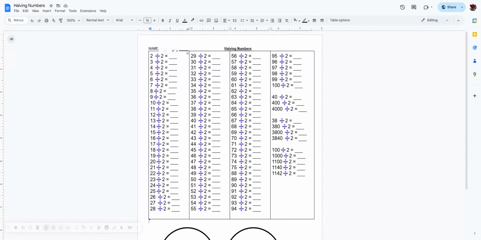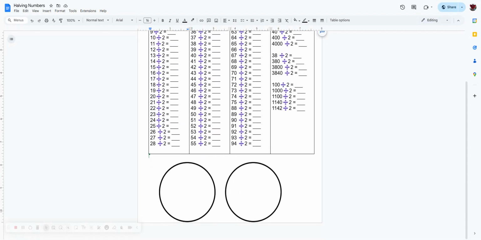Now, the very first few you might find kind of easy, and that's awesome. I hope you do. If you don't, that's okay too. You'll also notice, though, when you look at this page, there's 2 circles down here. Well, what the heck are we doing with them? Well, you are going to have in your hand a whole bunch of counters.